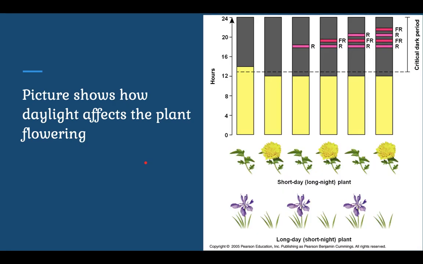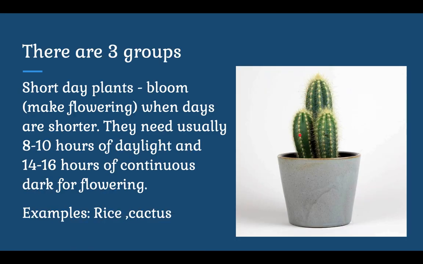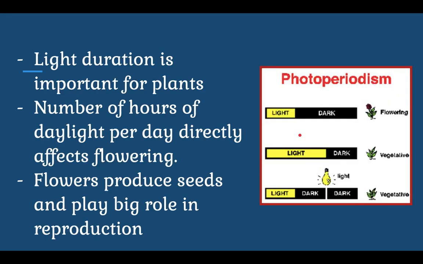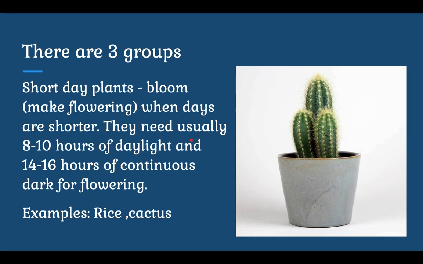Next, this picture shows how daylight affects plant flowering. For example, this is dark. This is the short day plant. They have a long night. As you see in the picture, light is 18 hours, let's say, and dark is more. And this is short day plants, yes?